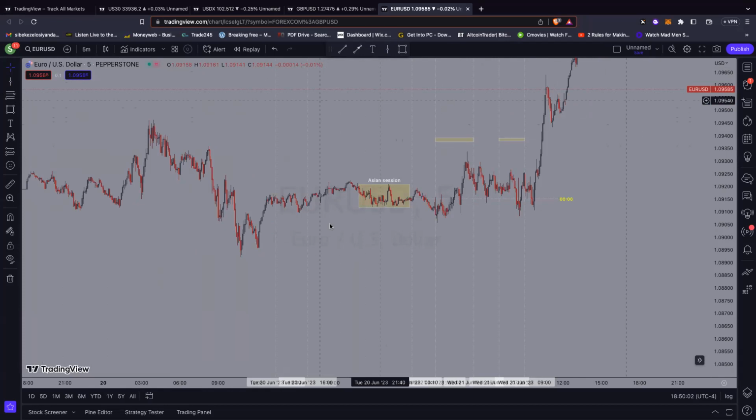This picture here. Don't forget this. This is accumulation, manipulation, distribution. A, M, D. Once you see accumulation, the first move outside of this, most likely it is manipulation, and it's targeting sell stops or buy stops, depending if you're moving lower or higher.